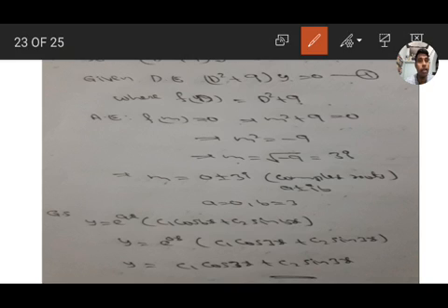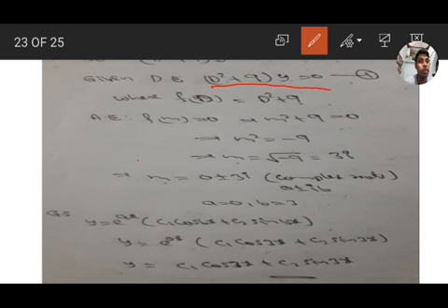Next problem, solve d²y/dx² + 9y = 0, that is (D² + 9)y = 0. Given the differential equation (D² + 9)y = 0, where f(D) = D² + 9, the auxiliary equation f(m) = 0 is m² + 9 = 0. So m² = -9, m = ± √-9. The square root of 9 is 3, and the square root of minus 1 is i, so m = 0 ± 3i, which means the roots are complex roots.